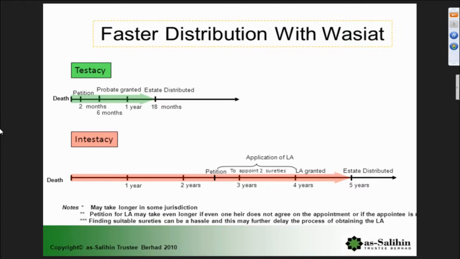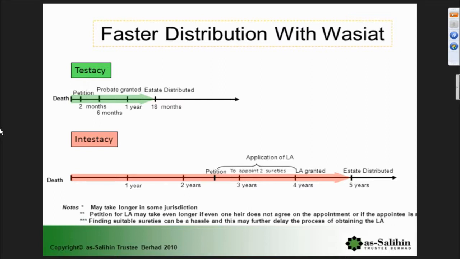In intestacy cases whereby there is no will, as seen in the earlier slide, you can see that the process will take longer, because normally the family members will take longer to decide who should be appointed as the administrator. And in some circumstances, the family members cannot agree on the appointment of an administrator, and that will take a longer time. So that's why in this slide you can see the application for letters of administration will take a longer time. It may take 1 year, it may be longer.